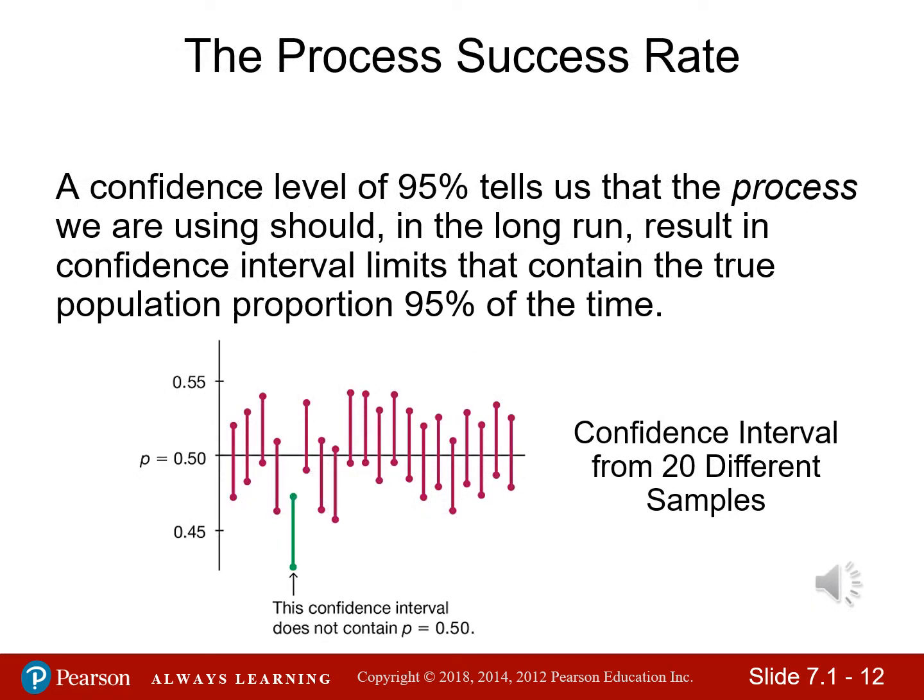A confidence level of 95% tells us that the process we are using should, in the long run, result in confidence interval limits that contain the true population proportion 95% of the time. Let's consider this graph of the confidence interval from 20 different samples. 19 of the intervals contain the proportion 0.5, and one interval does not contain that proportion of 0.5.